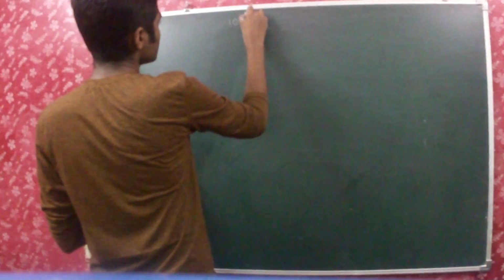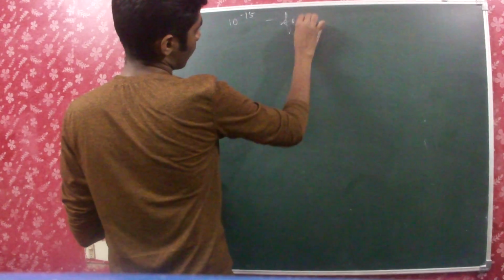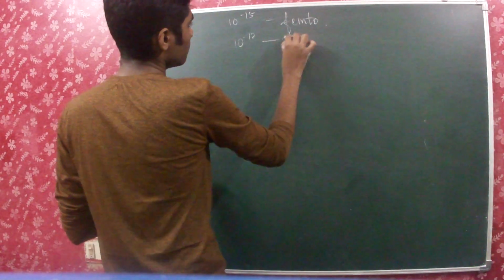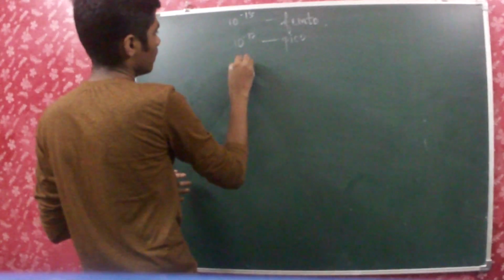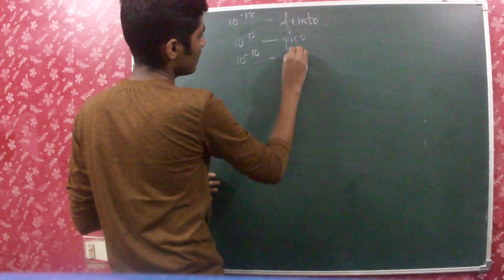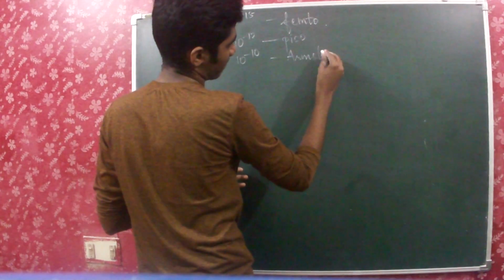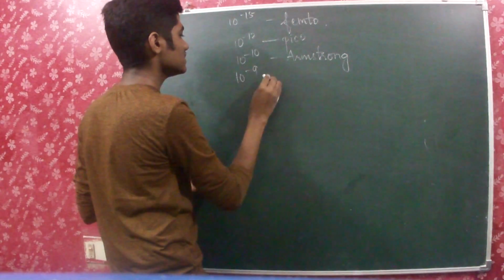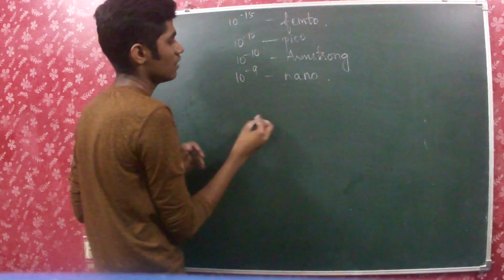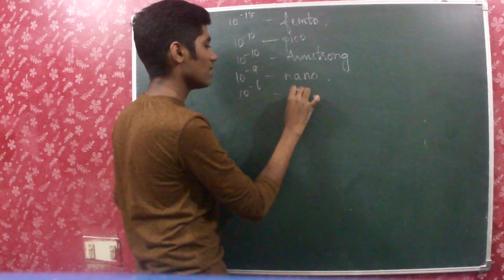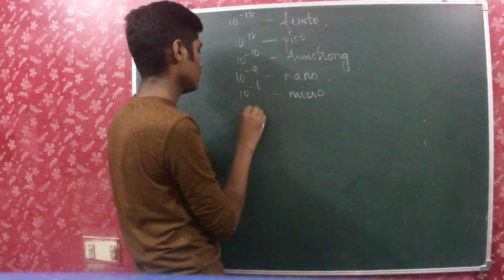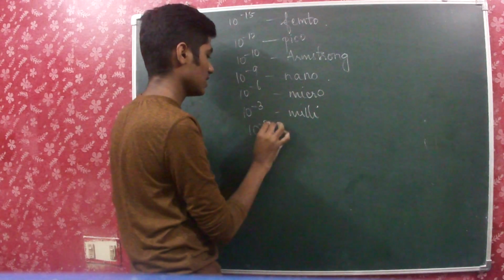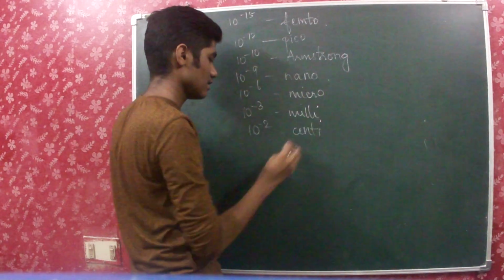And we have to know certain prefixes. Like for 10 power minus 15 we say femto. 10 power minus 12 we say pico. 10 power minus 10 we say Angstrom. 10 power minus 9 we say nano. 10 power minus 6 we say micro. 10 power minus 3 we say milli. 10 power minus 2 we say centi.